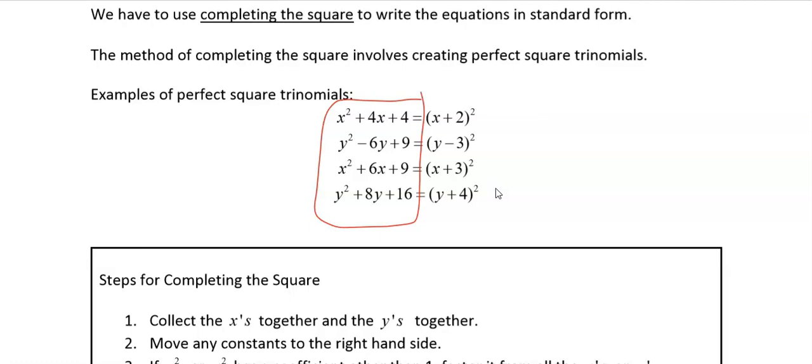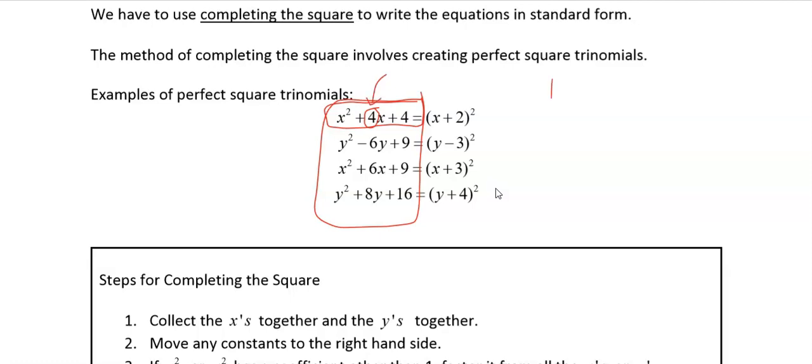Well, if you look at it carefully, let's look at the first one, for example, x squared plus 4x plus 4. What you do is you look at the middle term, the number in front of the linear term. In this case, it would be a 4. You take half of that, and then you square the result.